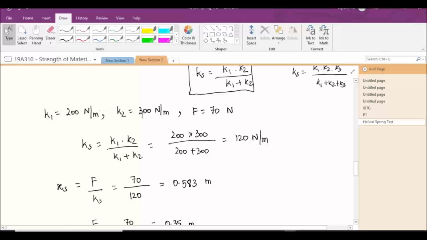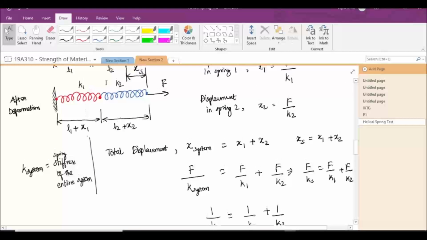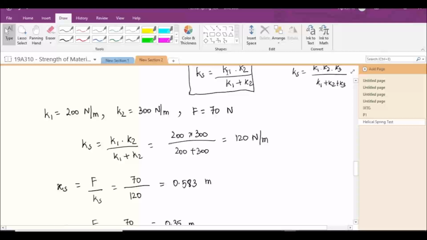Now, when I combine these two springs together in a series manner, the formula is going to be k1 into k2 divided by k1 plus k2. If I substitute those values here, it is 200 into 300 divided by 200 plus 300. So the final value is 120 Newton per meter.